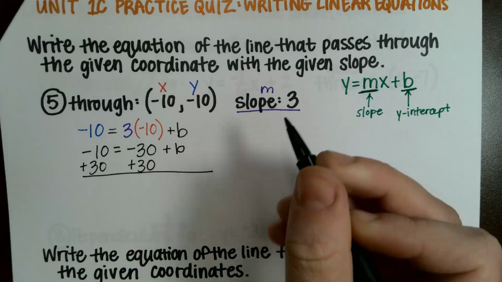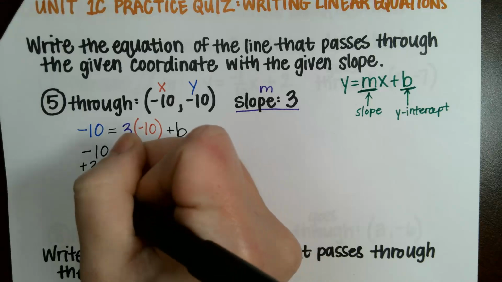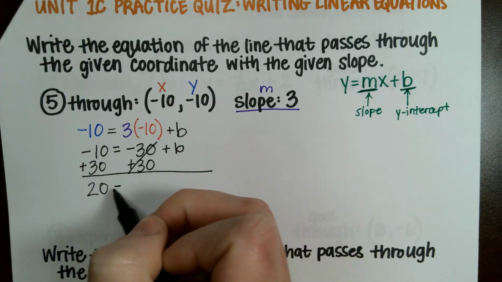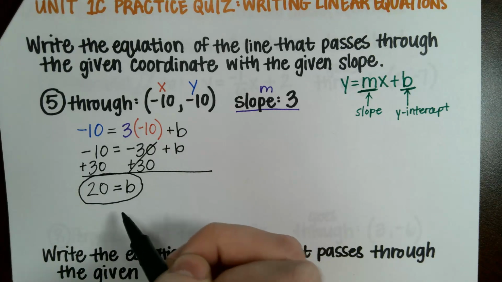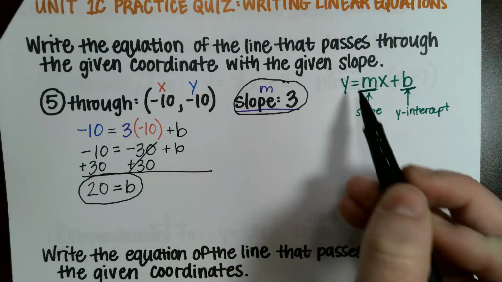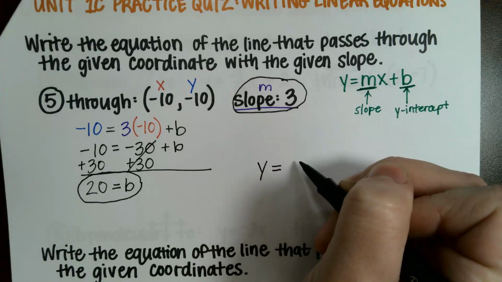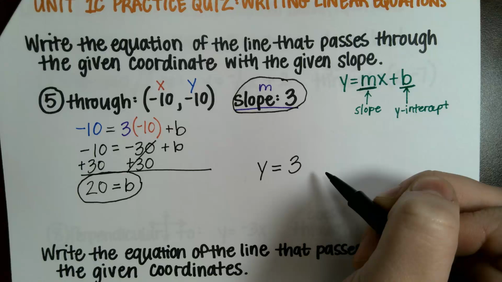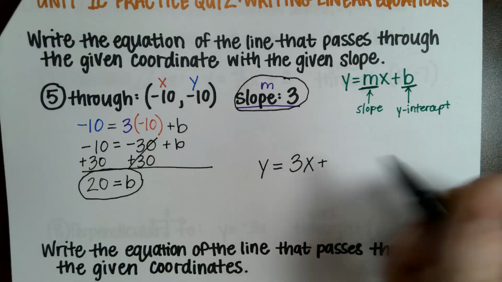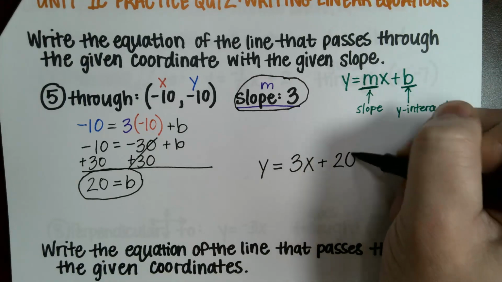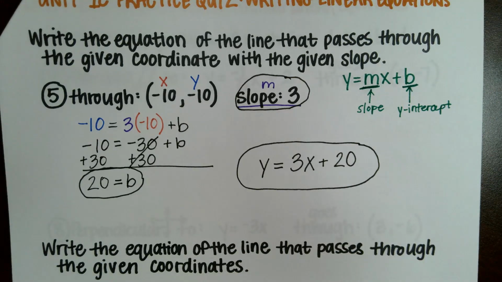All right, what happens next? Good. 30's cancel. What's negative 10 plus 30? 20. Positive 20. So 20, bring down my equal sign, bring down my b. We have a b value, guys. Good job. And guess what? We also have an m value. All we need is m and b, so we can write our equation. What's our equation? Y equals 3x, I did it again. That's okay. You'll all get that, I promise. Plus 20. Yes. Our final answer is y equals 3x plus 20. And then you circle it. Please circle your answer.